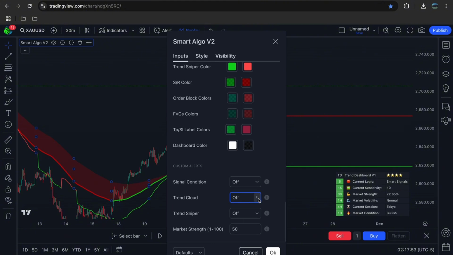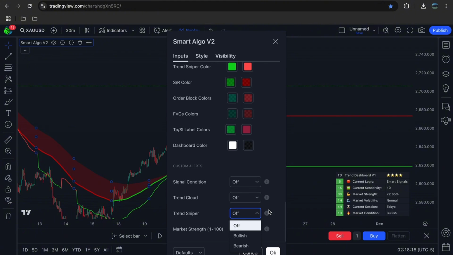Then there's the Trend Sniper alert. This option works similarly to the Trend Cloud, but it's focused on the Sniper tool, which tracks market direction. You can set alerts for when the sniper turns bullish or bearish, giving you another layer of confirmation for your trades. For example, if you're waiting for the sniper to confirm a signal from the Smart Cloud or Smart Signals, this alert can help you act immediately.